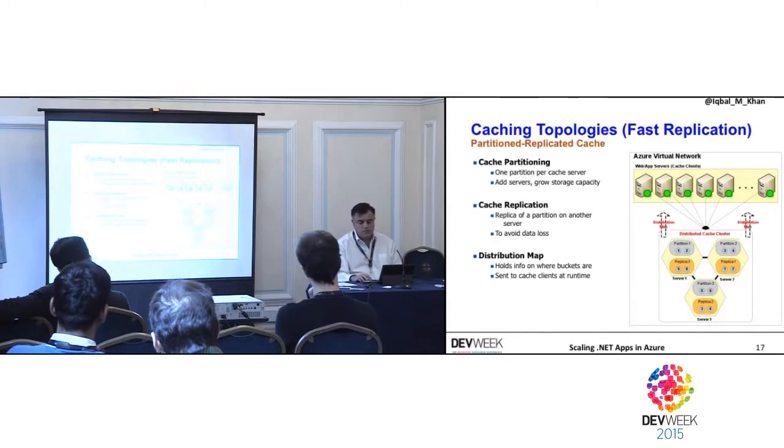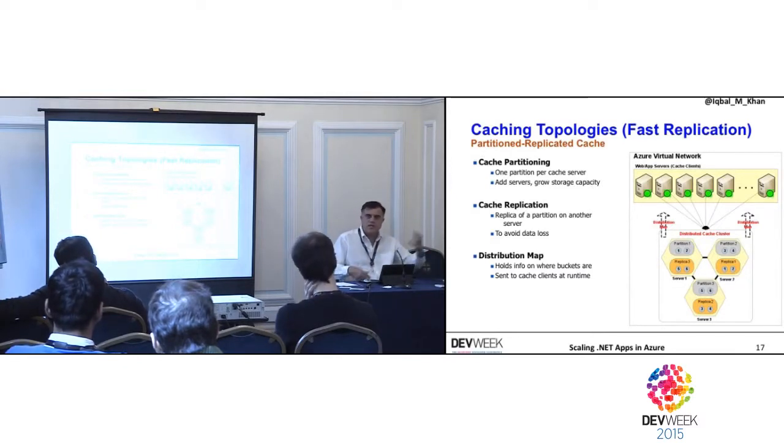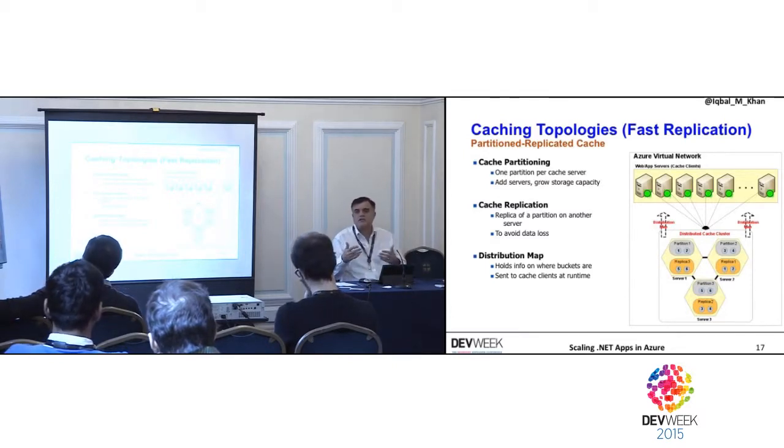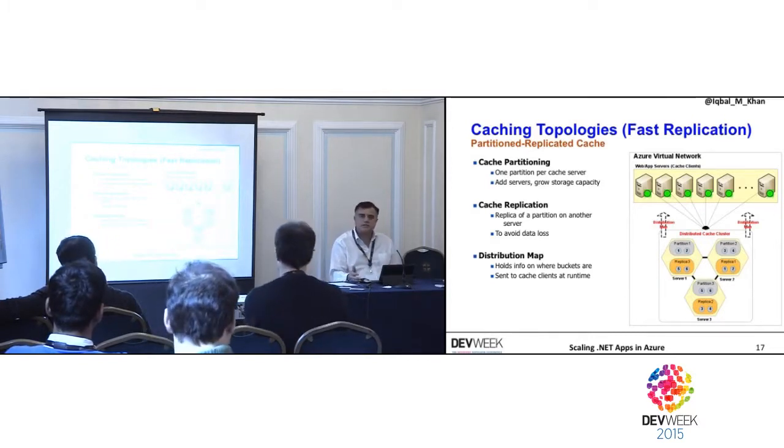So partition 3, which used to be replica 3, needs to go away. It needs to merge itself with the existing partitions. So it's going to give some of its data to partition 1, some of its data to partition 2. Again, all at runtime. It needs to do that for high availability. If it doesn't do that, then the cache is not highly available.